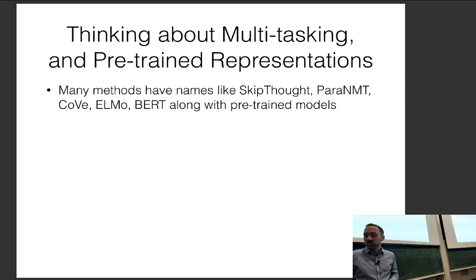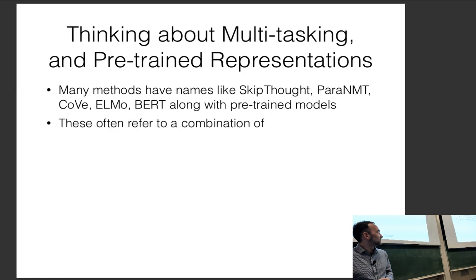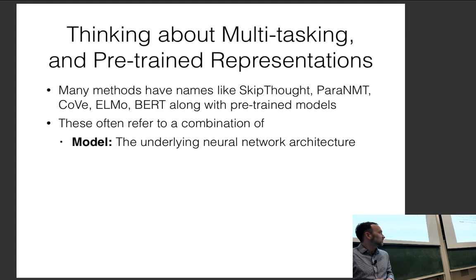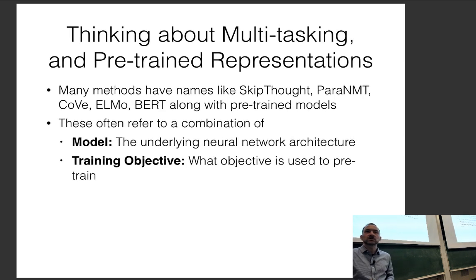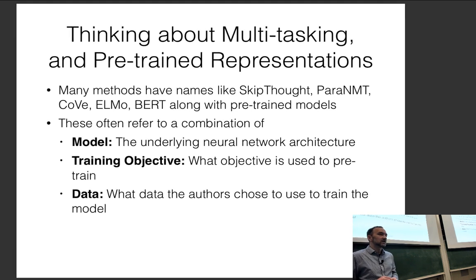Many methods have cool names like skip thought, para NMT, Cove, Elmo, BERT, Roberta, Electra, whatever. I blame this all on skip thought vectors because they were the first to do this. It's catchy, and it makes it easy to talk about them. But one thing that's really important to remember is that whenever we talk about these things, we're talking about three things. We're talking about the model, which is the underlying network architecture. We're talking about the training objective that's used to train the parameters of the model. And we're talking about the data, which is what data the authors chose to use to train the model.